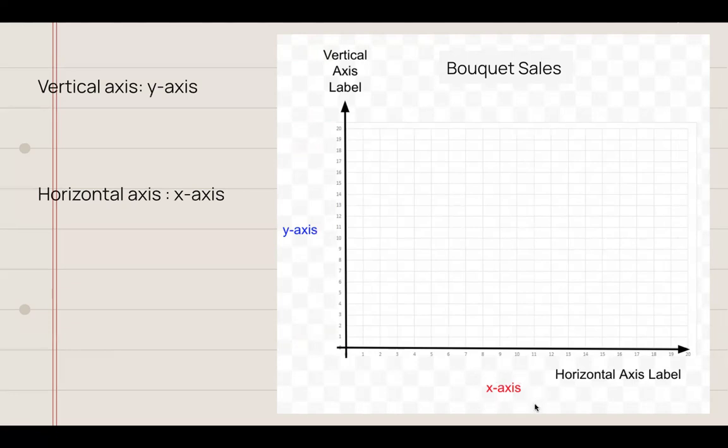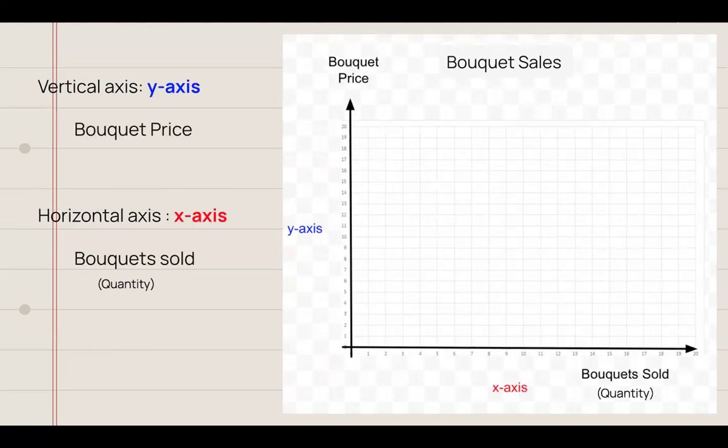Now for this exercise, we are going to pretend that we are flower farmers, and we want to find out how many bouquets we can sell at a farmer's market with different prices. So we're going to label our graph. On the y-axis, we have our bouquet price, and on our x-axis, we have the quantity, or the number of bouquets sold. Now in economics, we typically place the price on the y-axis. That's just the convention. That's how people do it.